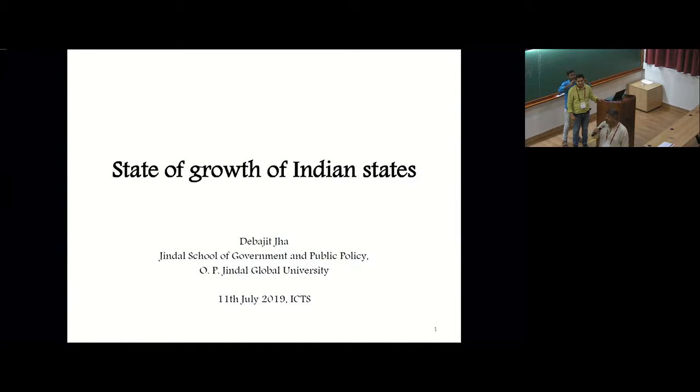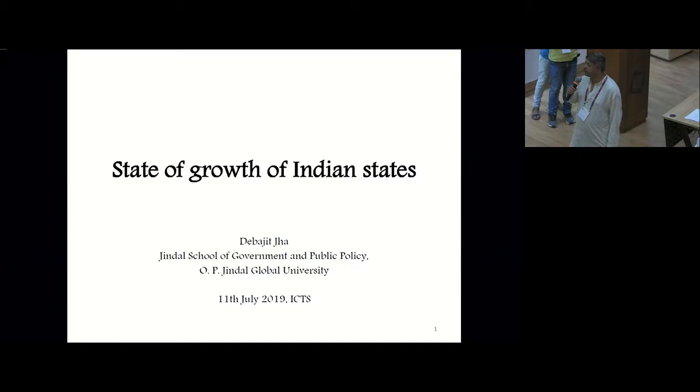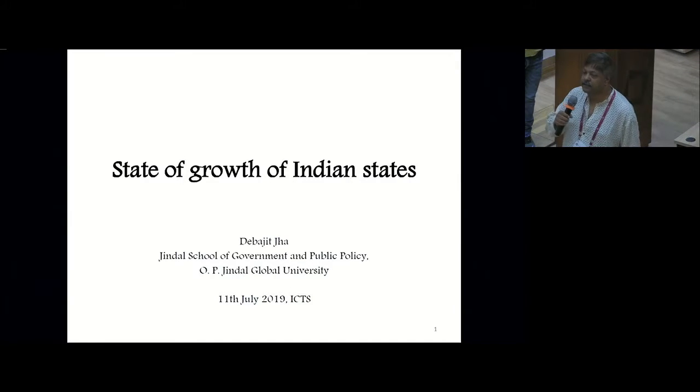So the last speaker of this session is Dr. Debajit Jha. He's from the Jindal School of Government and Public Policy in OP Jindal Global University. And he's going to talk on the state of growth of Indian states.